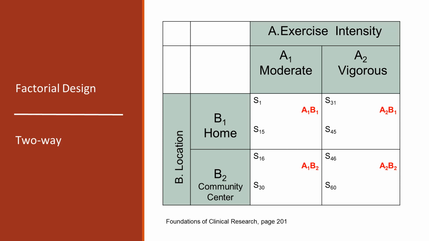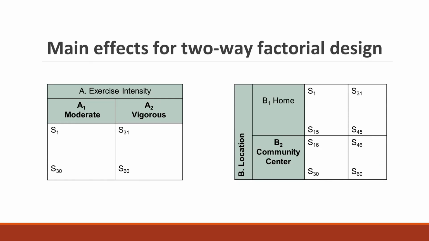The two independent variables are completely crossed in this design, which means that every level of one factor is represented at every level of the other factor. Each of the four groups represents a unique combination of the levels of these variables. This design allows us to ask three questions of the data. 1. Is there a differential effect of moderate versus vigorous exercise? 2. Is there a differential effect of exercising at home or at a community center? And 3. What is the interaction between intensity and location of exercise?